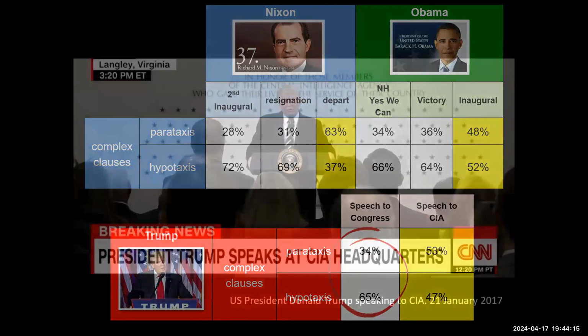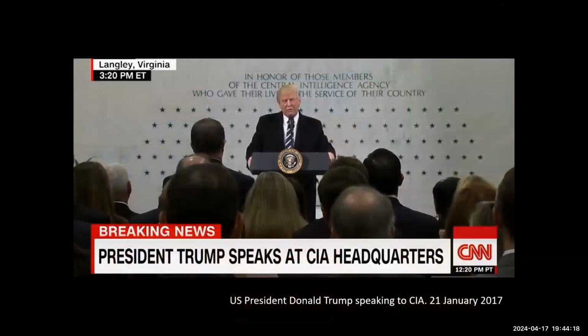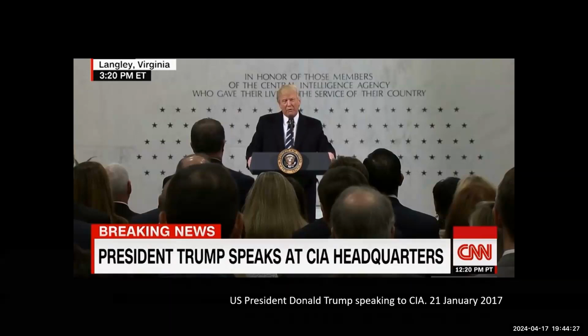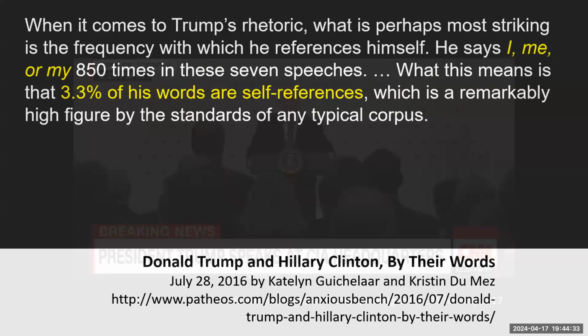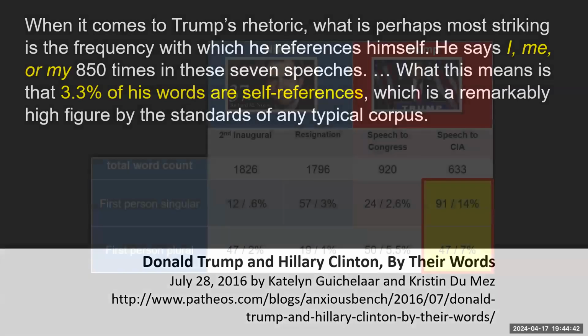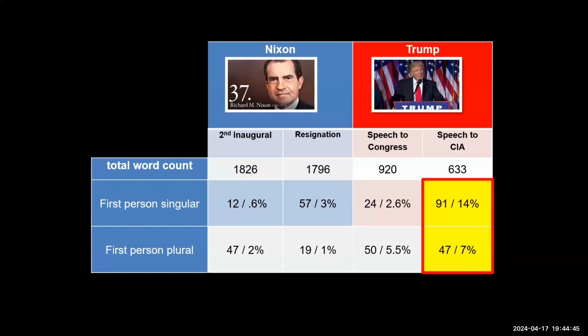But then when he gives this speech at the CIA headquarters, it is obviously not written. It's obviously him just talking. And again, we see that there's a difference in that it's far more paratactic. Another thing that was noticeable about Trump's speech is how first person it is. We noticed that in the speech to the CIA, it was first person singular 14%, first person plural 7%. It was largely talking about himself.